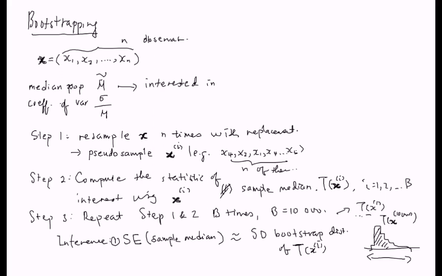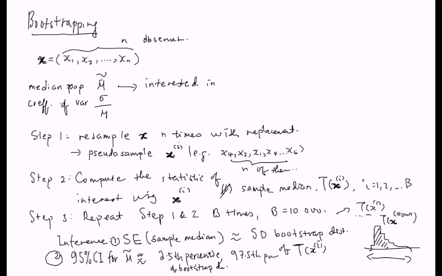Then the second thing about this is that if you want to find out the 95% confidence interval for the population median, this is approximately equal to the 2.5 percentile of the bootstrap distribution to the 97.5 percentile of the bootstrap distribution, okay?